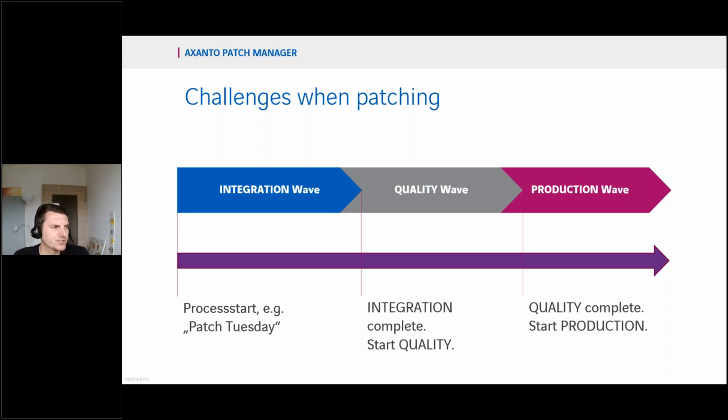We can start with the integration wave if you want to, where we deploy these patches to some systems which can be easily replaced or easily recovered. Then we go further on, after perhaps a week when we have tested those patches. If everything is okay, we can go onto the quality wave and say, okay, now we go to real life systems, but not productive systems. And if that is okay too, we can start with the production wave and go to the real systems that matter.